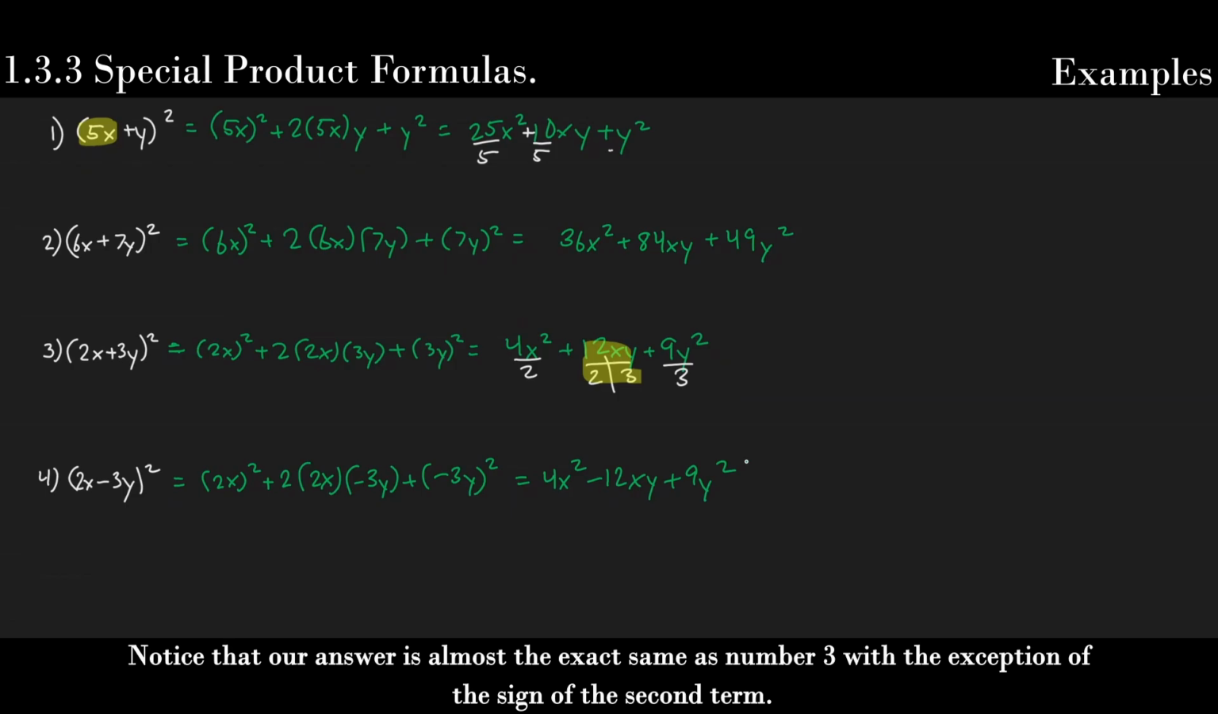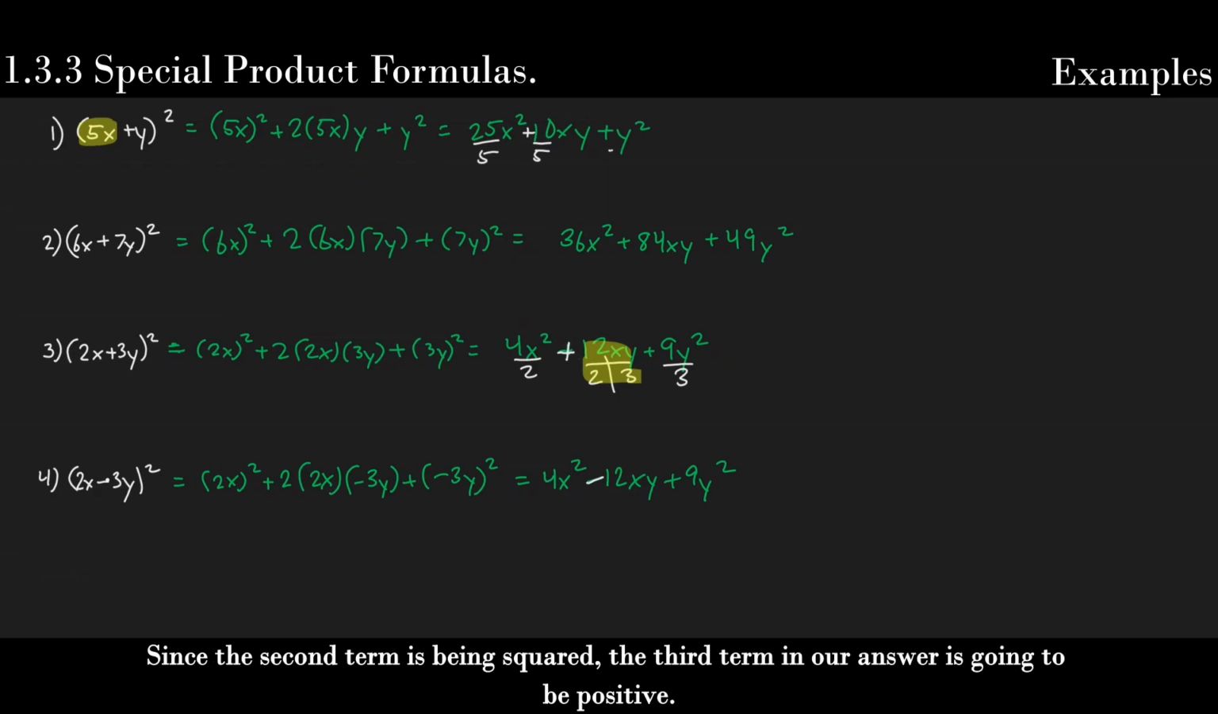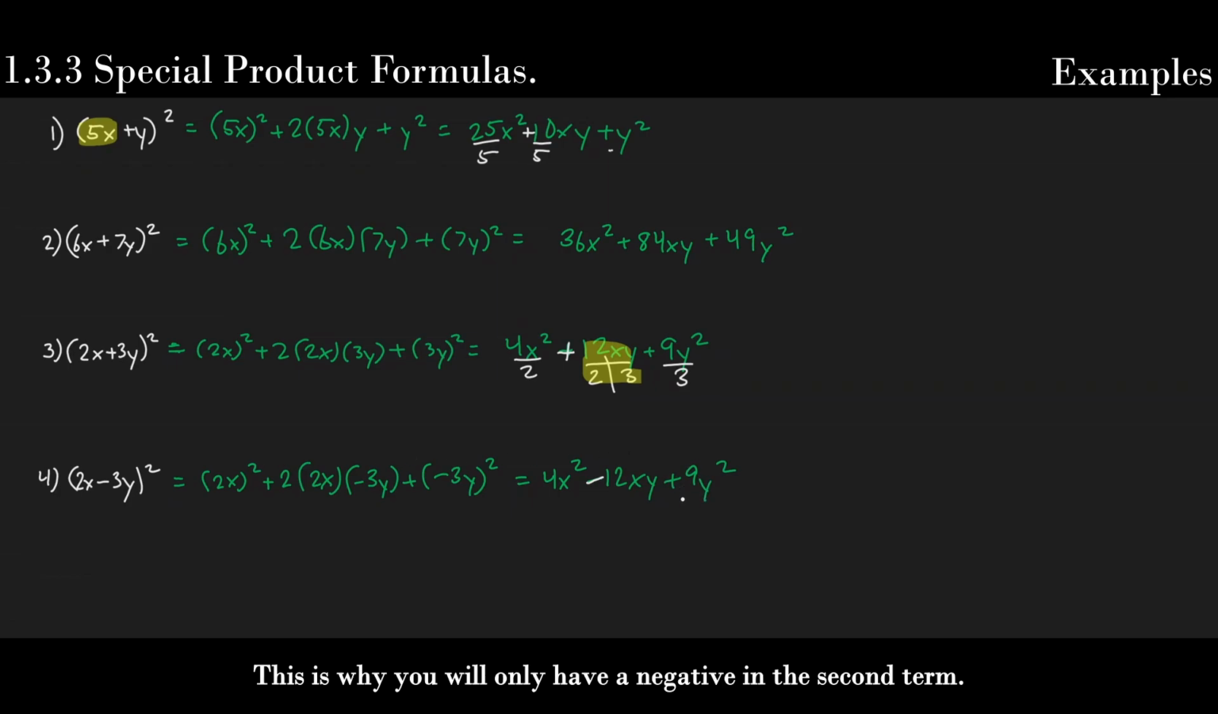Notice that our answer is almost exactly the same as number 3, with the exception of the sign of the second term. Since the second term is being squared for our third term in our answer, it's going to be positive. That's why you will only have a negative in the second term.